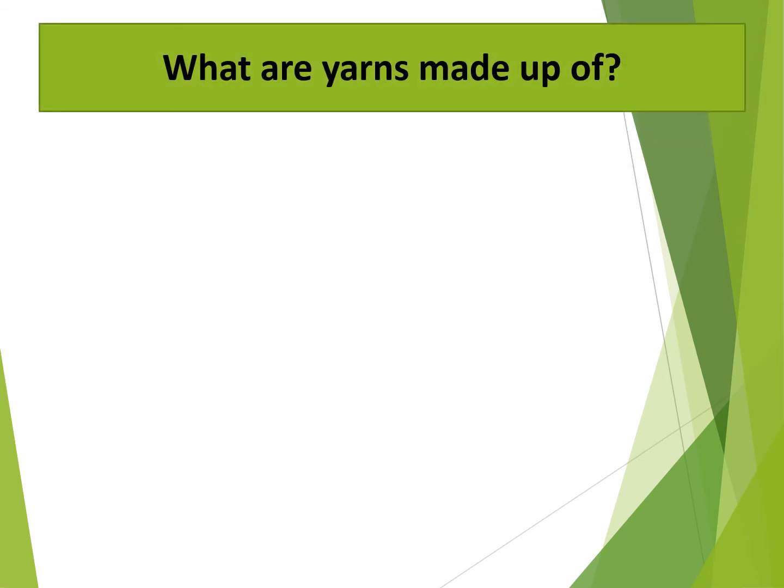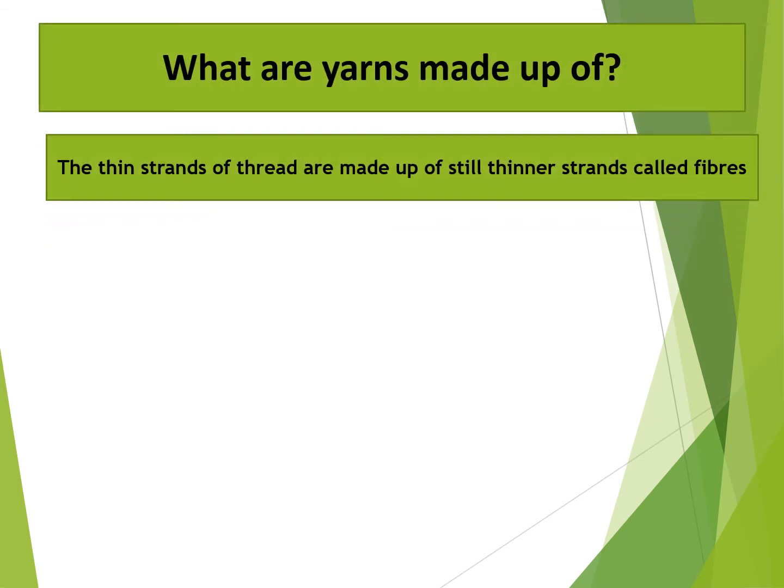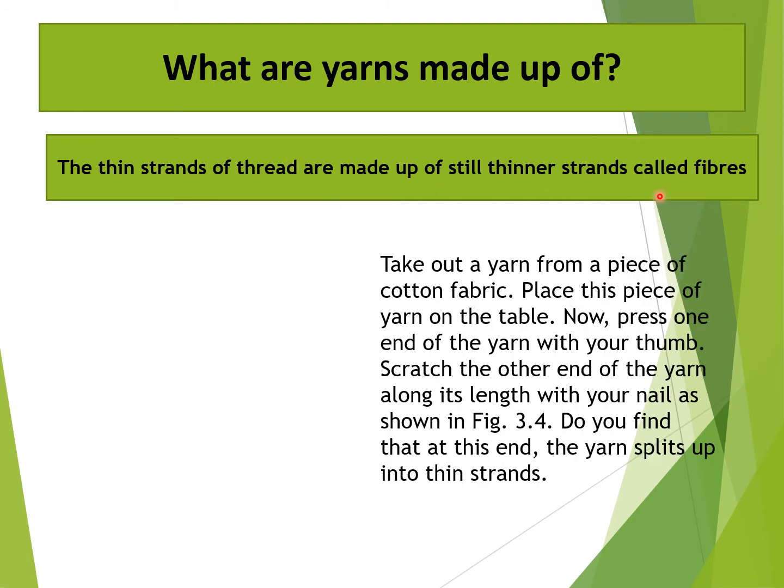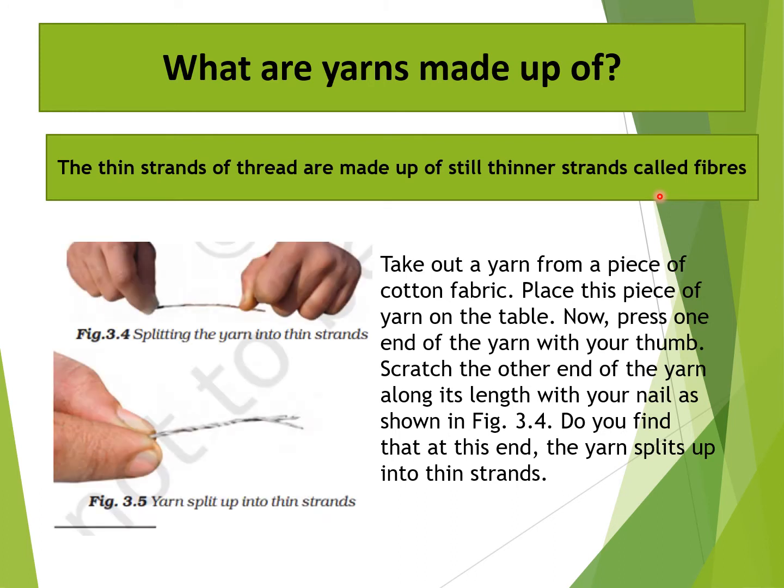Now, what are yarns made up of? The thin strands of thread or yarn are made up of still thinner strands. These are called fibers. So, yarns are made up of still thinner strands of thread. These are called fibers.